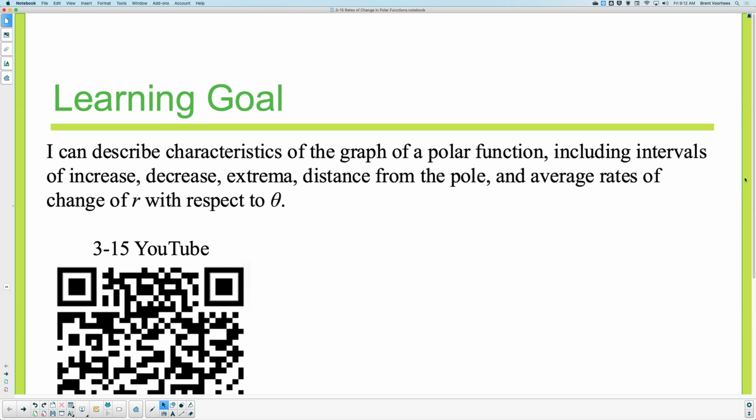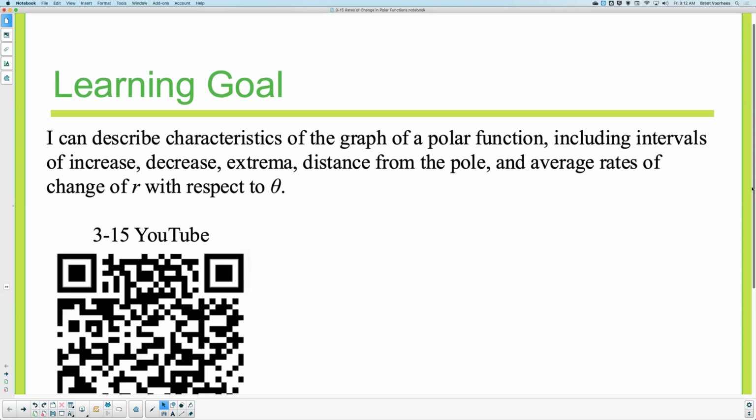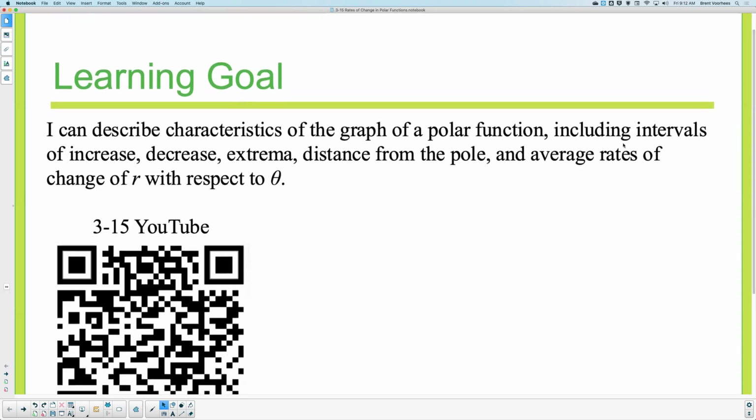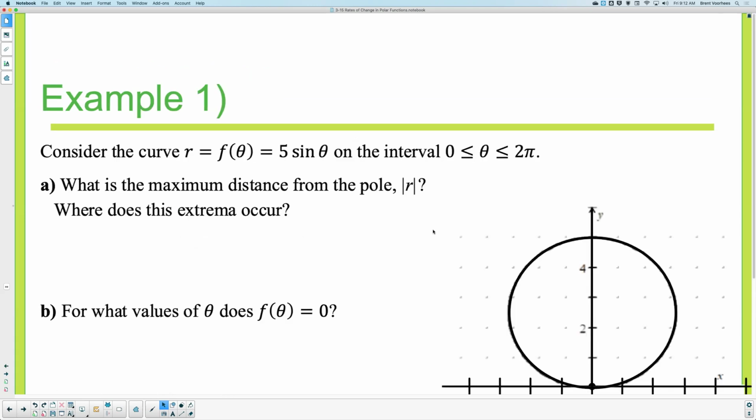So as we get started today, that's what we're looking at. If you remember, rate of change is basically going to describe, over an interval, if the graph is increasing or decreasing. We'll also look at extrema today. What does extrema mean? Maximums and minimums. We'll look at the distance from the pole and average rates of change, like I said, of r with respect to theta.